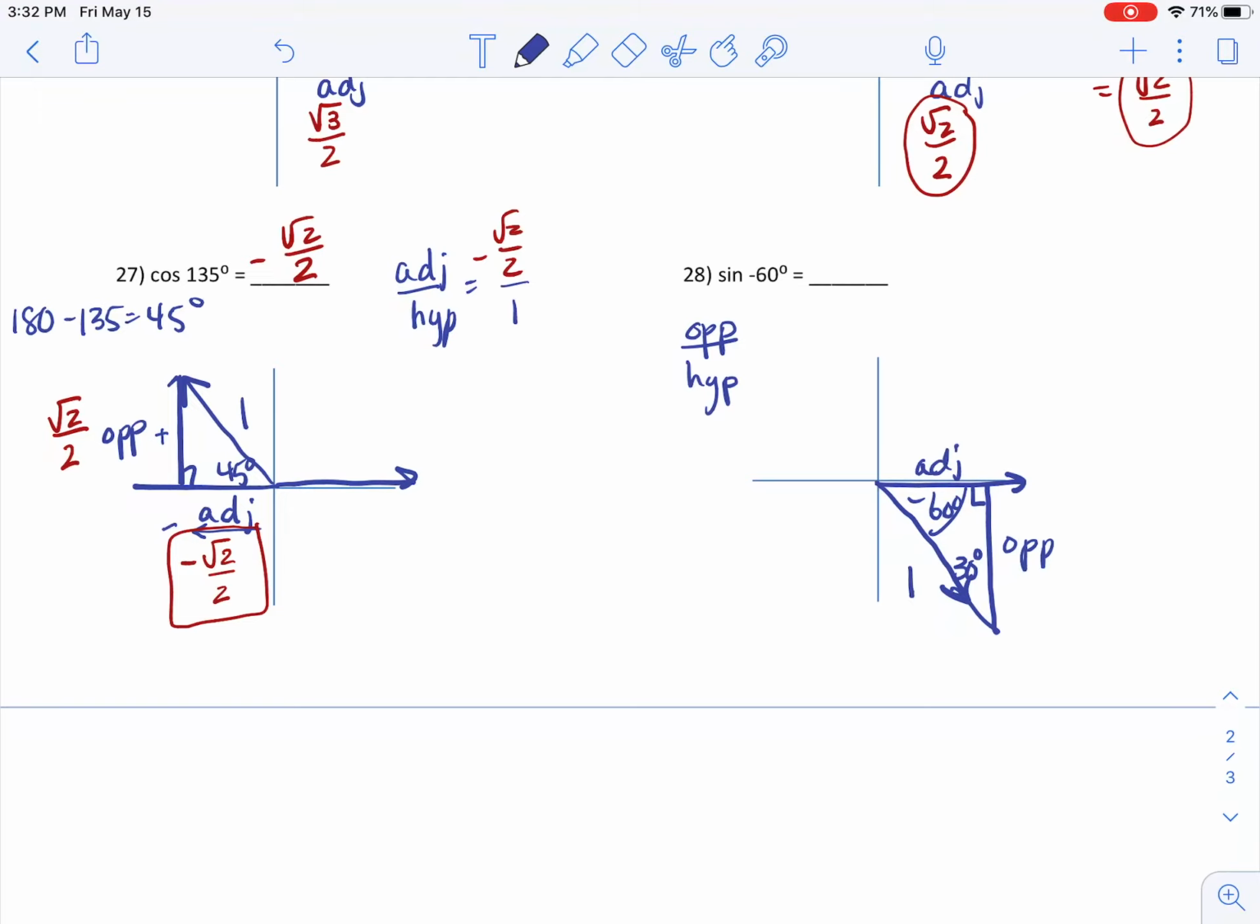The hypotenuse is 1. So this side is the shorter leg, so it's equal to 1/2, half the hypotenuse. The opposite side is equal to that times root 3, or root 3 over 2. Now, because the opposite, though, is going down, just like your y value, it's going to be negative. That over 1 is just negative root 3 over 2.